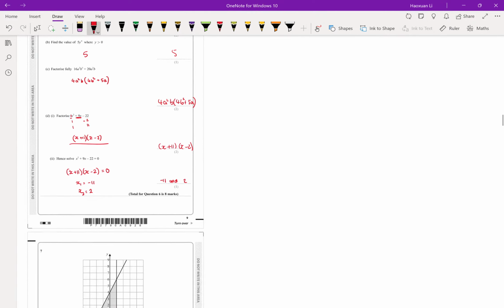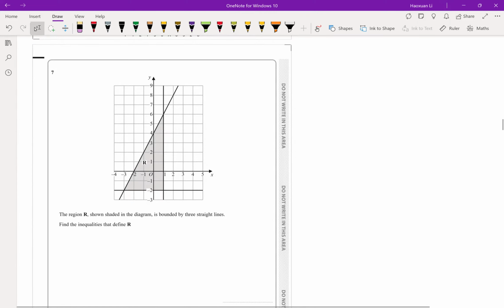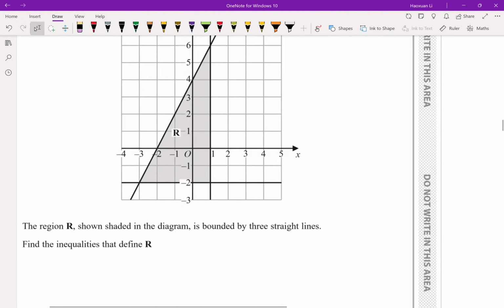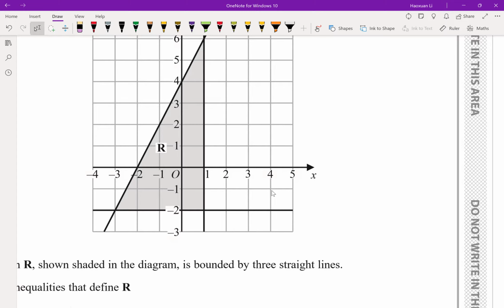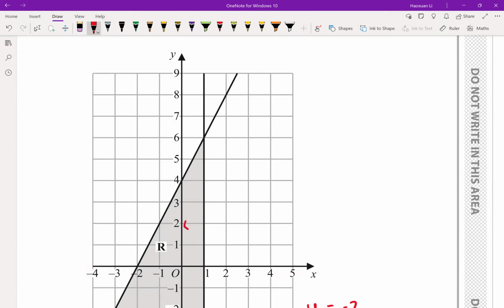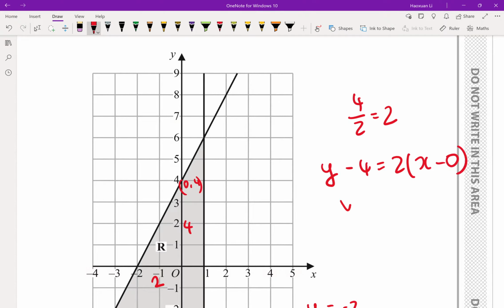Yep. So question 7. The region R shown shaded in the diagram is bounded by 3 straight lines. Find the inequality that defines R. Alright, first just do it normally. So this line will be x equal to 1, y equal to negative 2, and here you find a gradient. The 4 over 2 equal to 2, and then y minus y1. So here is 0, 4. We can just use this point. And then m times x minus x1. So y equals 2x plus 4.